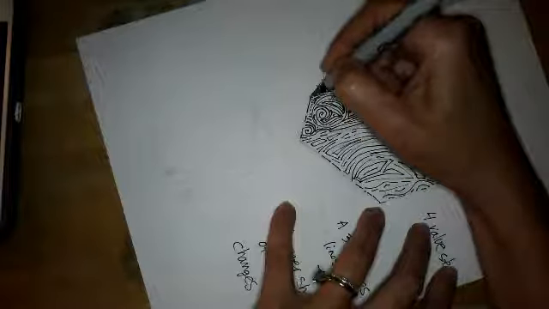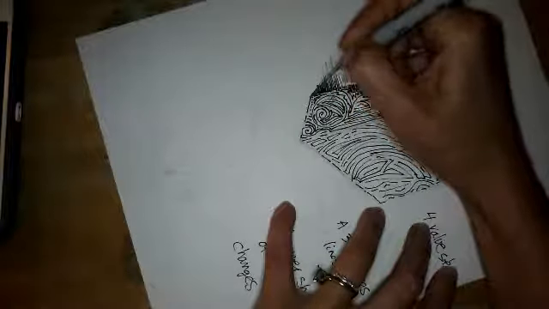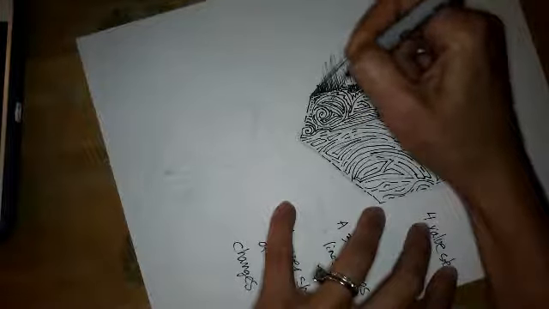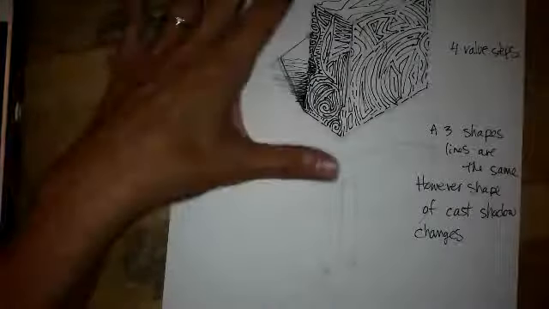And then fade off. Last step is you're going to erase all your pencil on the whole drawing. And hopefully you've been able to create that illusion.